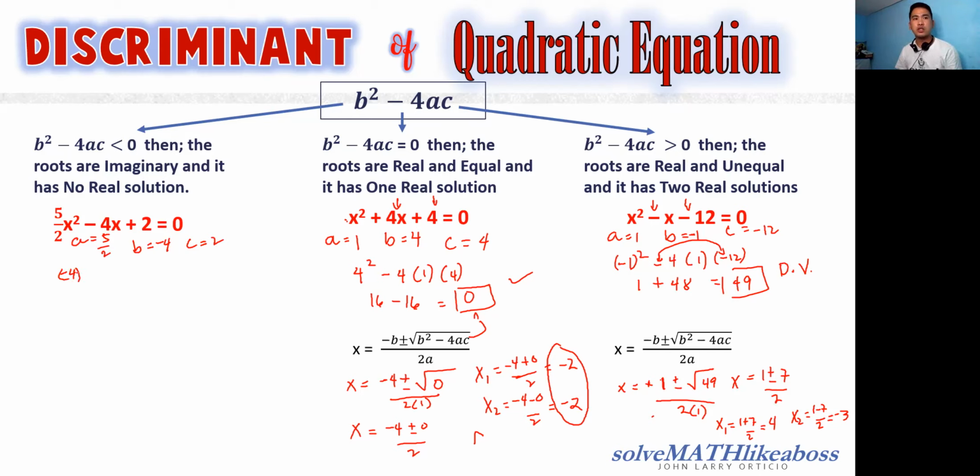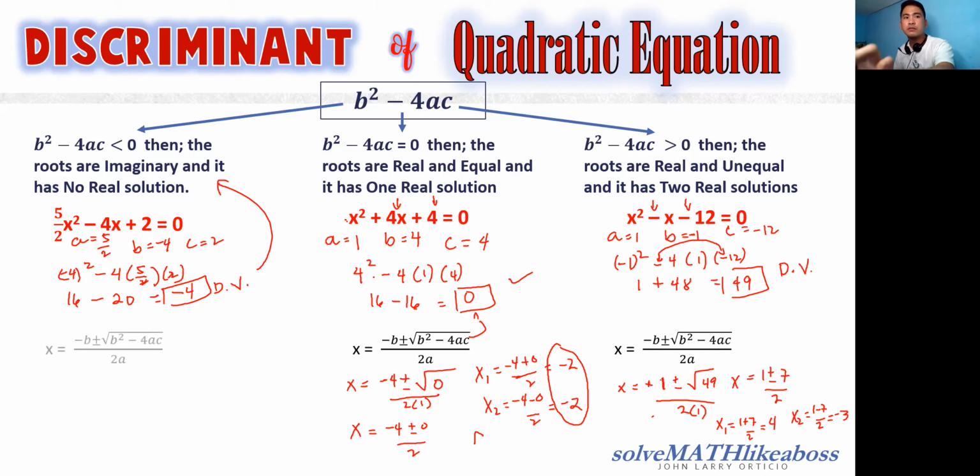Magiging negative 4 squared minus 4 times 5 over 2 times positive 2. Okay? Then, negative 4 squared is 16 minus, dito, pwede natin i-cancel yung 2. Kasi multiplication naman yan, pwede natin i-apply ang cancellation method. So, magiging 20 na siya, 4 times 5. Subtract, negative 4. So, this is the discriminant value. Now, the nature of the roots are imaginary and no real solution. Now, to prove, we solve the roots.